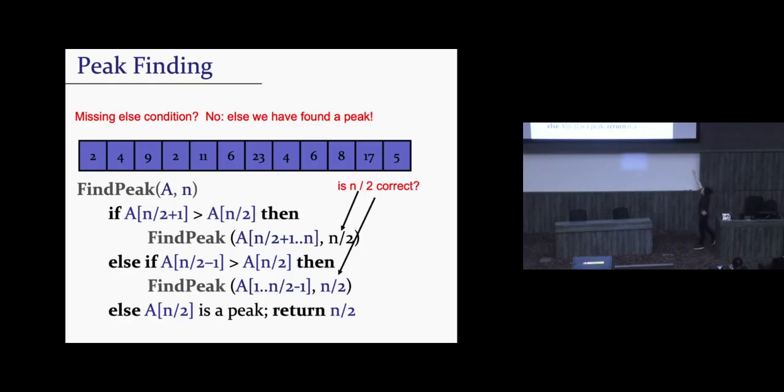The other thing to note is, is n over 2 correct? So if we specified n there to be the size of the array, is n over 2 correct? Should it be n over 2 minus 1? How many elements are we recursing on? Is it n over 2? Is it n over 2 minus 1?